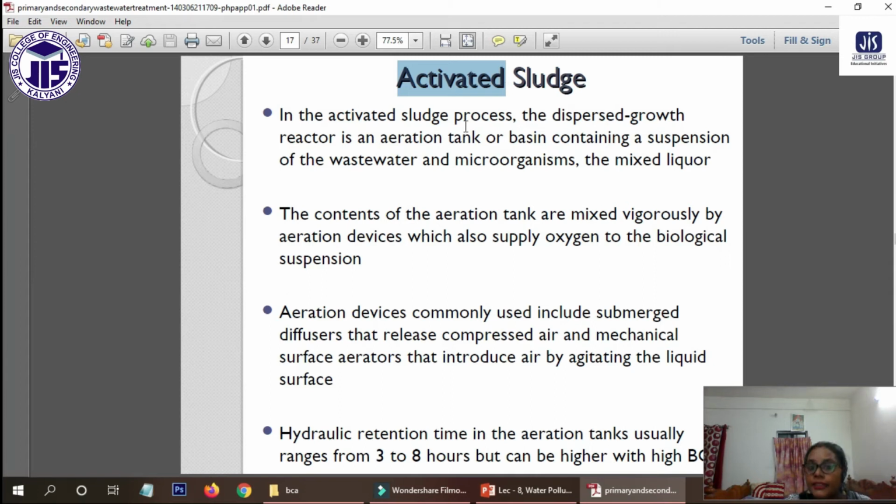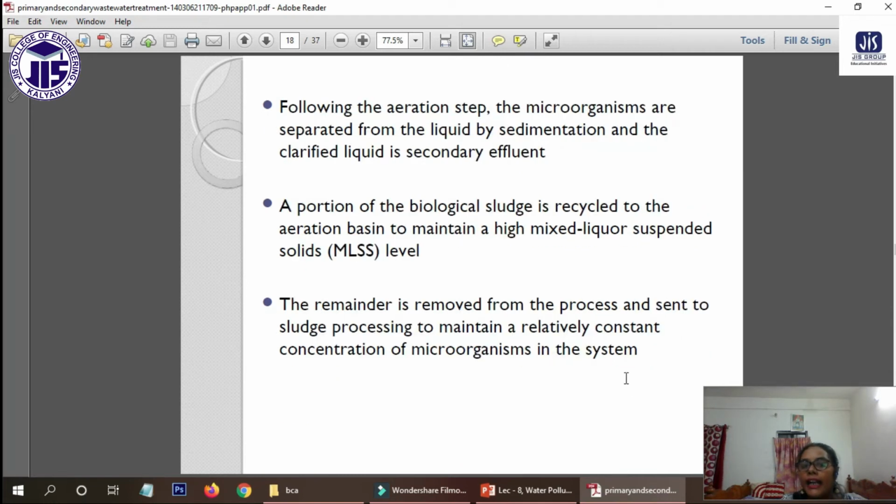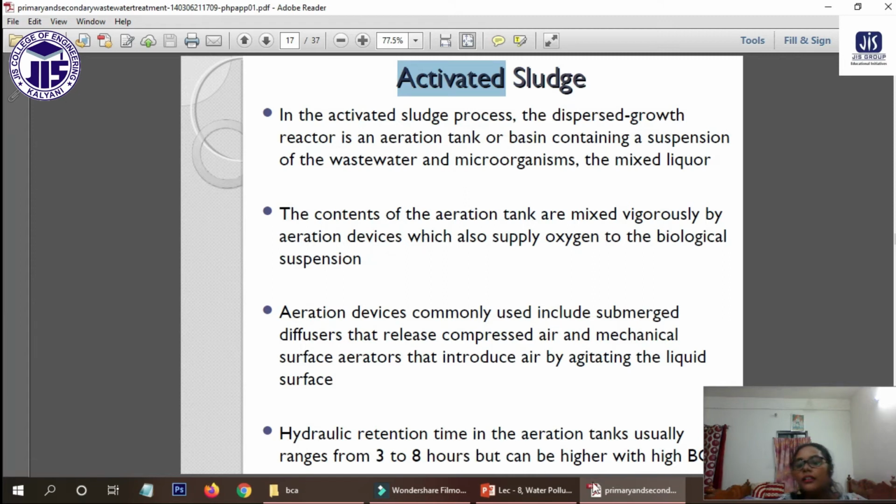Now, in the activated sludge process, the dispersed growth reactor is an aeration tank or basin containing a suspension of the wastewater and the microorganisms, the mixed liquor. The contents of the aeration tank are mixed vigorously by aeration devices, which also supply oxygen to the biological suspension. Aeration devices commonly used include submerged diffusers that release compressed air and mechanical surface aerators that introduce air by agitating the liquid surface. The hydraulic retention time in the aeration tank usually ranges from 3 to 8 hours.